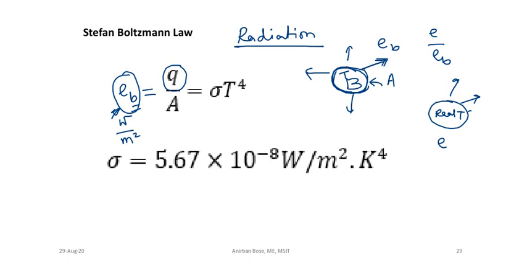So the black body radiation flux is definitely higher than the radiation flux coming out of any other body at the same temperature. So this quantity is less than 1, and this ratio is called the emissivity of a real body. So if you want to find out how much emission is taking place from a real body, we multiply this emissivity value with the black body radiation flux, and the black body radiation flux you can calculate using this Stefan-Boltzmann law.